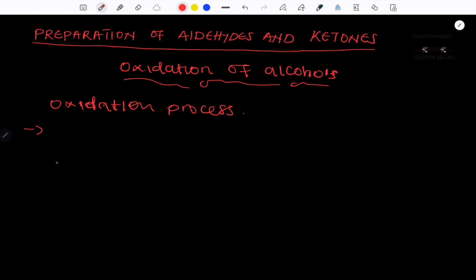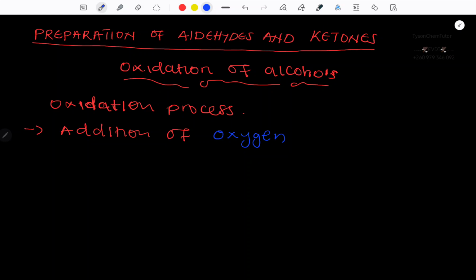So oxidation can be defined as the addition of oxygen to a compound or a molecule. So oxidation can be defined as the addition of what? Of oxygen. So this involves the addition of oxygen to a molecule. Whenever oxygen is being added to a molecule, that is what we call oxidation.